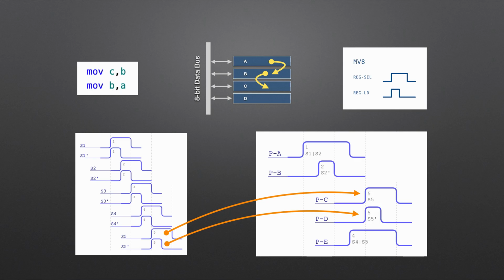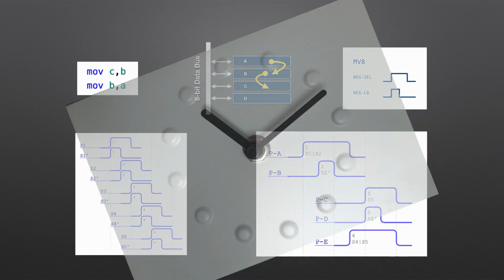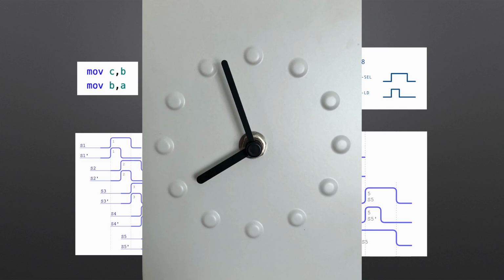So, what's driving the finite state machine? What exactly is it counting? It's the clock, of course. That steady beat gives the finite state machine something to count. The clock literally is the beating heart of the computer.